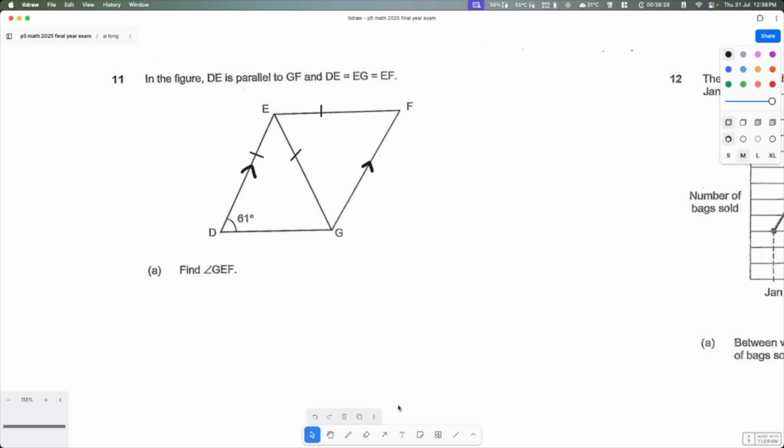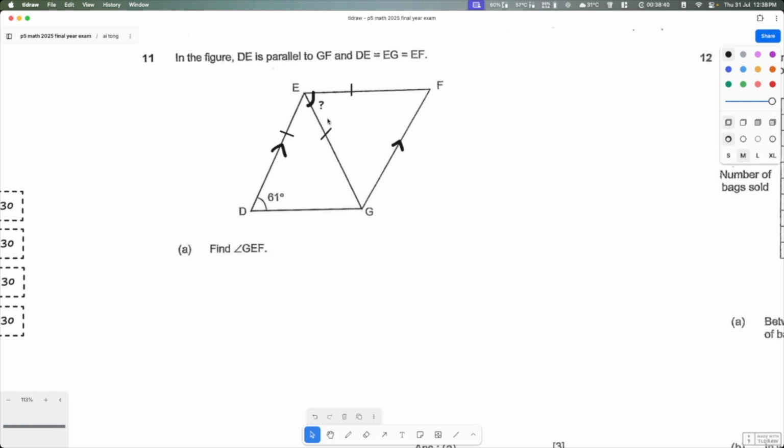So I'm going to draw the line over here. So what is GEF in this case? Since we know it is an isosceles triangle, and EDG is 61 degrees, that means angle EDG is equal to angle EGD, which is also equal to 61 degrees.